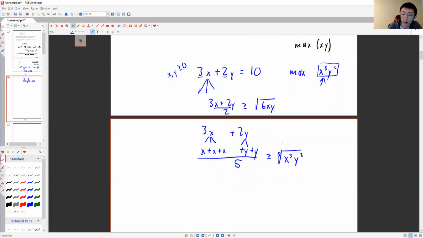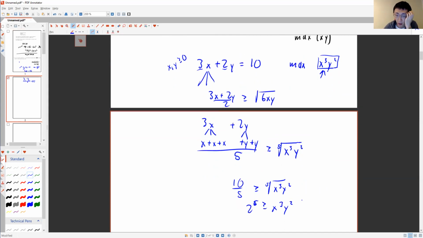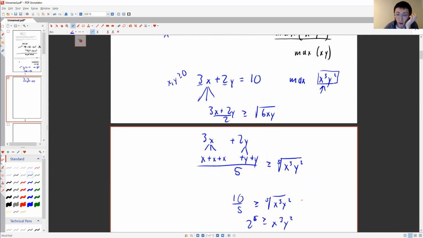So if we do this, what does this say? It says 10 over 5 is greater than or equal to the 5th root of what we want. So we take both sides to the 5th power and we get 32 is greater than or equal to what we want. Now let's see, can we achieve equality? Can both sides be equal?